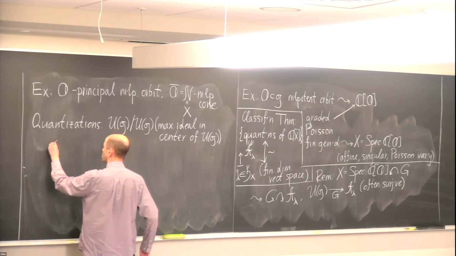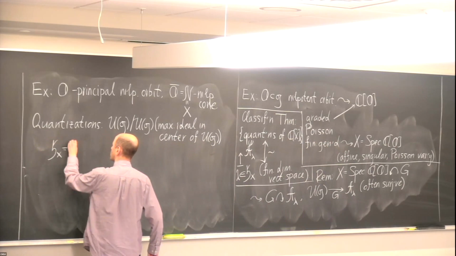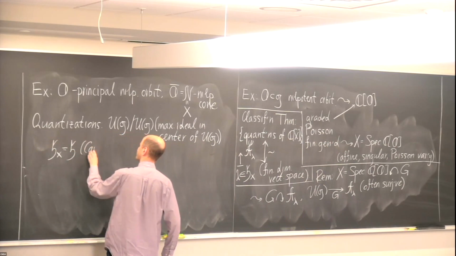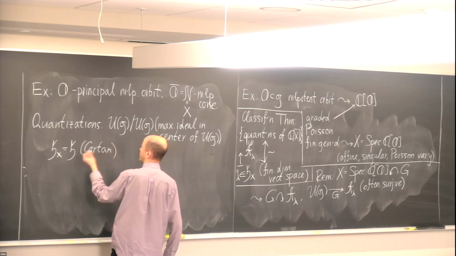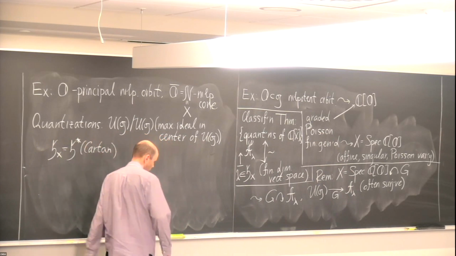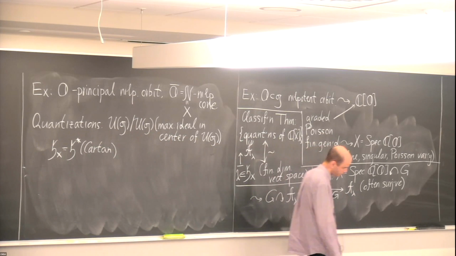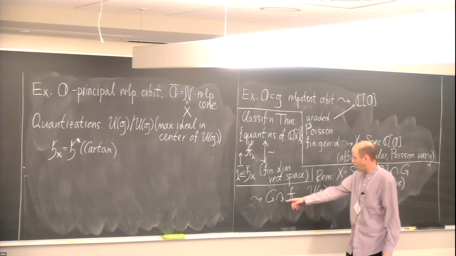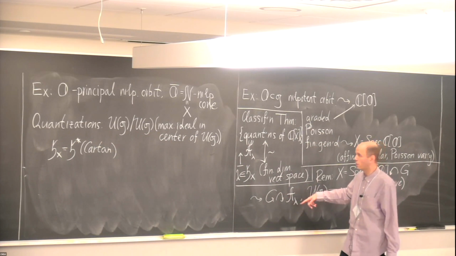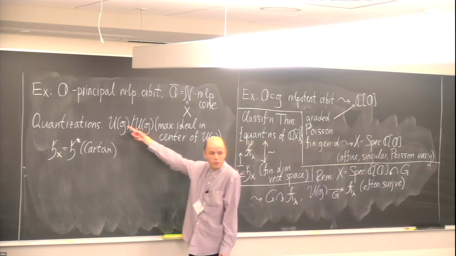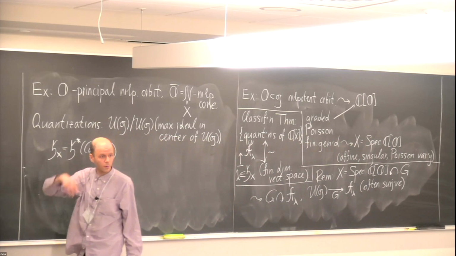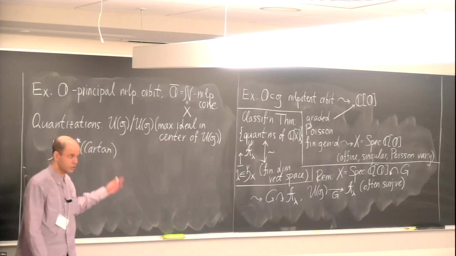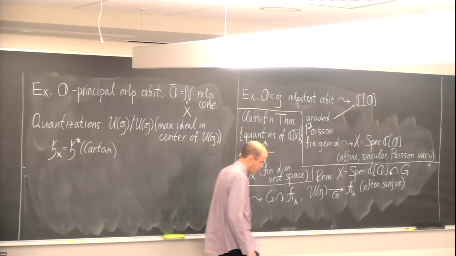My H sub X here is just the Cartan. Well, more canonically, it's the dual of the Cartan. In particular, you clearly see these structures. So the action of G is induced from the universal enveloping algebra, and this homomorphism is always a surjection. Okay.